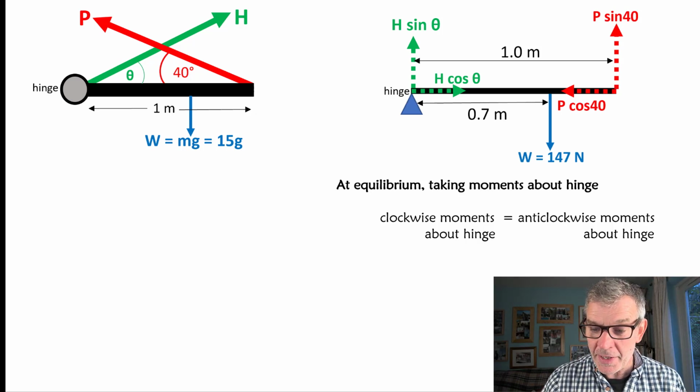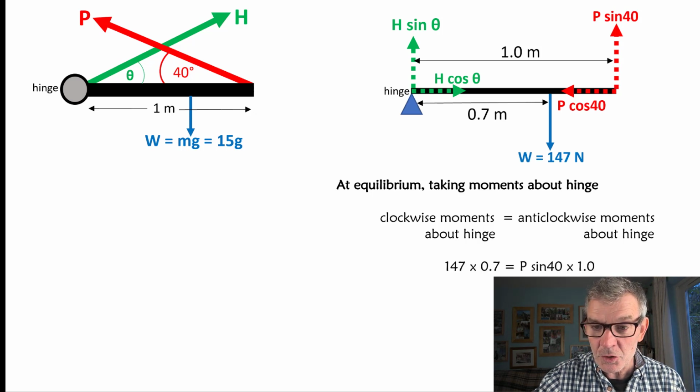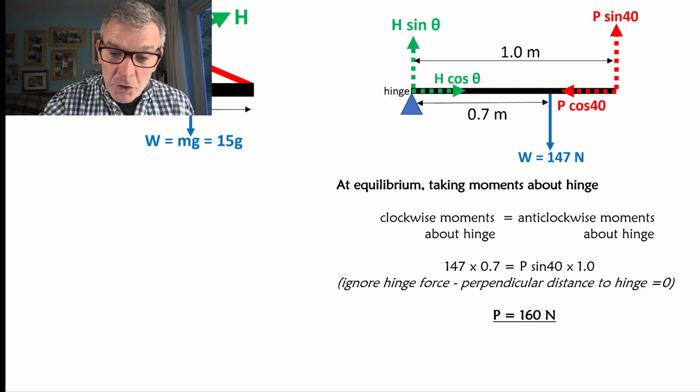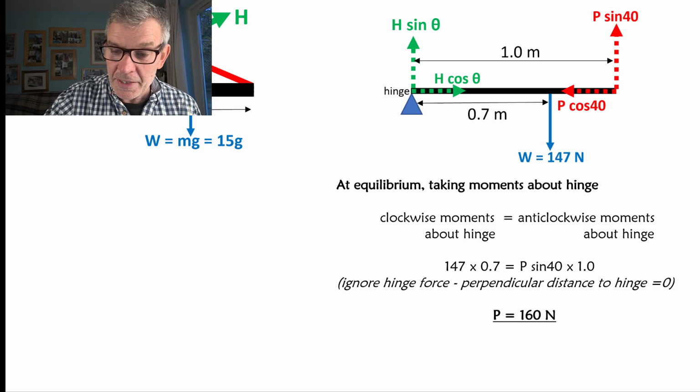So the clockwise moments about the hinge: the force making that trapdoor move in a clockwise direction is the weight, 147 newtons, and the distance there is 0.7 meters. The anti-clockwise moment is provided by the vertical component of the P force, which is P sine 40, and we know the perpendicular distance there is 1 meter from the hinge. So that's P sine 40 times 1. And reorganizing that, we'll find that P is equal to 160 newtons.